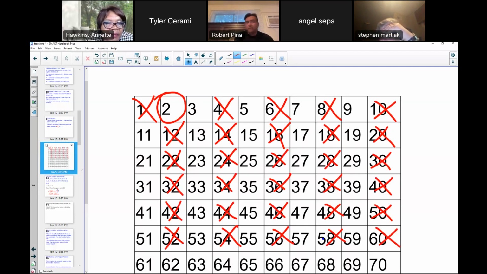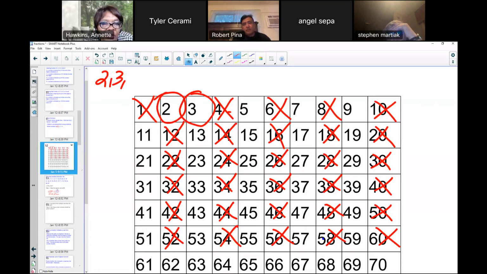All right. The next prime number is 3, because 3 has only two factors too. So that's 1 and 3. Someone just make a list here. Now I need to cross out all the numbers divisible by 3. Some of them are already crossed out. So all the numbers divisible by 3.